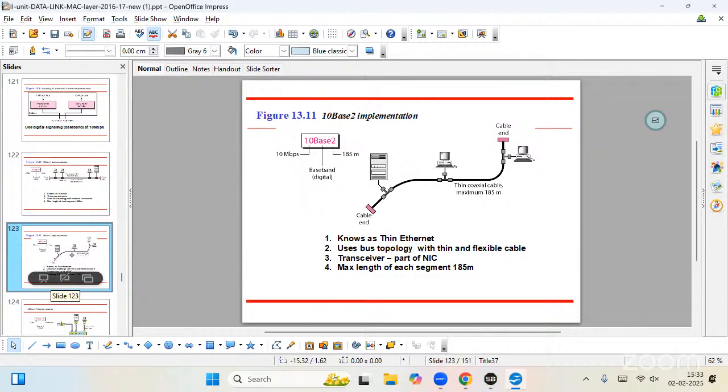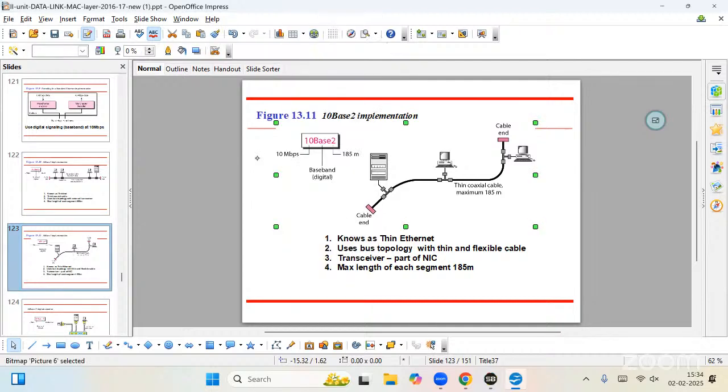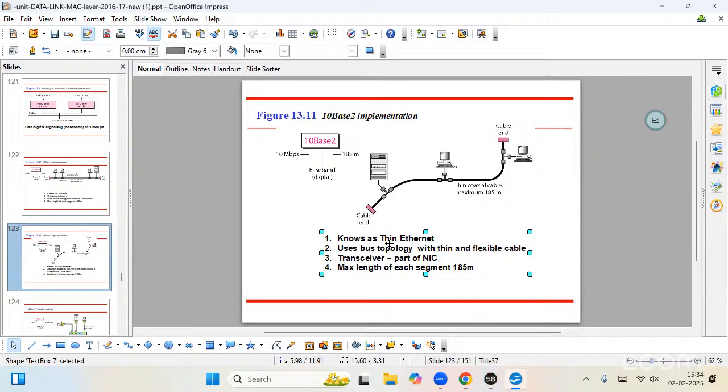Next, 10Base2. What is 10Base2? 10 is the speed, Base means baseband signal, and the length is 185 meters. We can also call it thin Ethernet. Which is the thin Ethernet? Thin Ethernet is 10Base2. Which is the thick Ethernet? 10Base5.